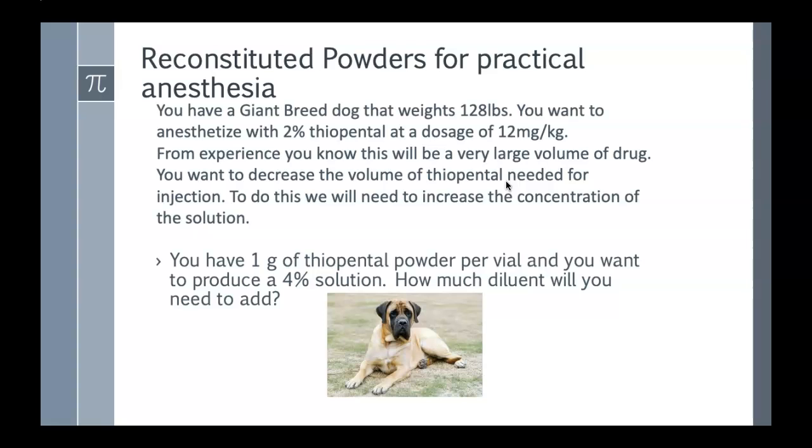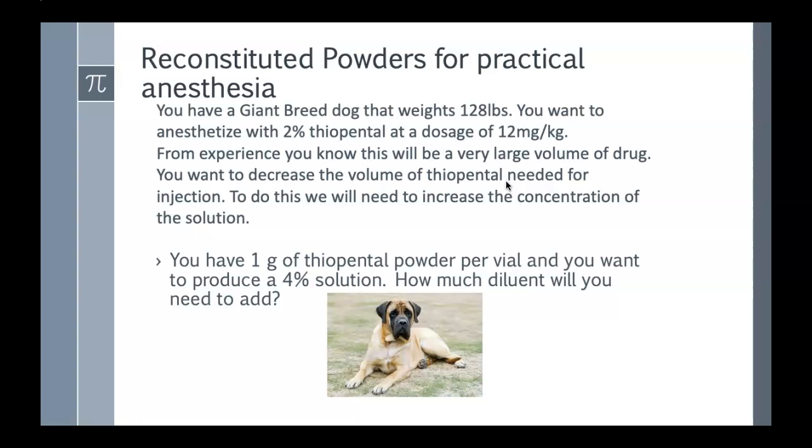Okay, reconstituted powders continuing. So you have a giant breed dog that weighs 128 pounds, and you want to anesthetize with 2% thiopental at a dose of 12 mg per kg. From experience, you know that this will be a really large volume of the drug, so you want to decrease the volume of thiopental needed for injection. To do this, we'll need to increase the concentration of the solution. So let's say normally we make a 5 mg per mil solution. We want to increase that concentration significantly so that we're not giving heaps of the drug. We're not drawing up all that amount.